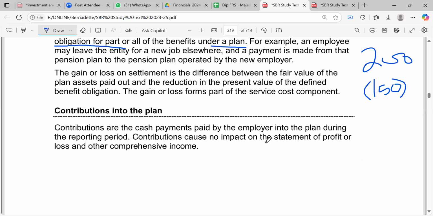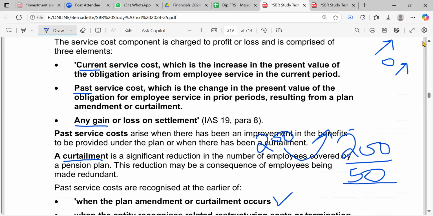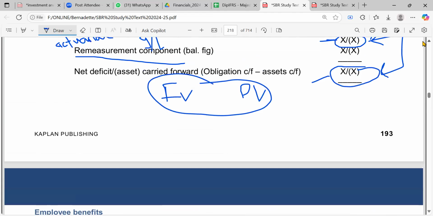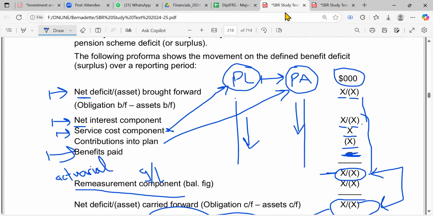They cause no impact on the statement of profit or loss. Like I told you, they are the cash payments. Cash is cash. It isn't like they emanate from a certain transaction, right? So they directly affect the statement of cash flows. That's why I told you they have no impact on the statement of profit or loss. When you come up there, you should know that, right? See the opening balance, so it's no big deal in your current year's statements.